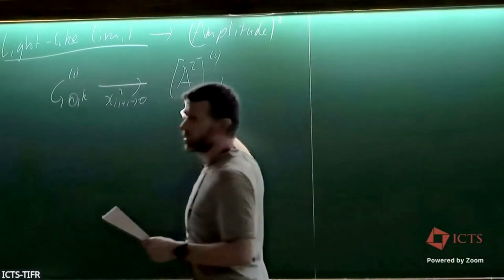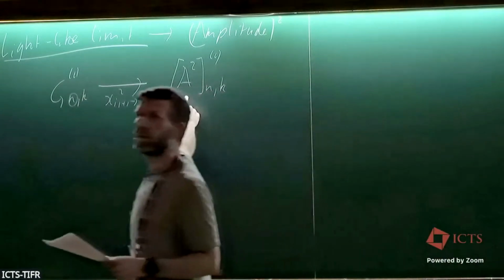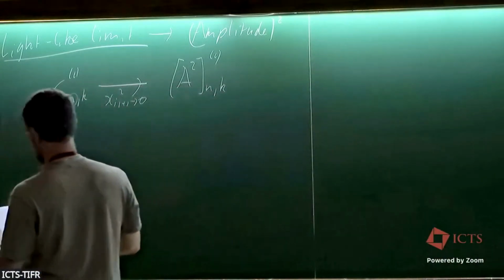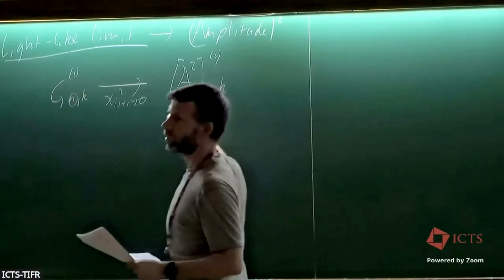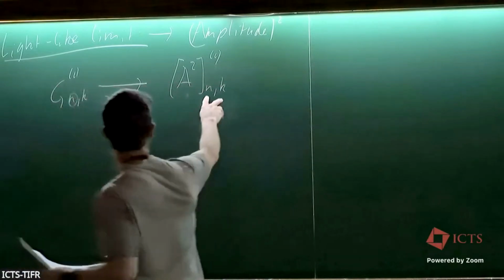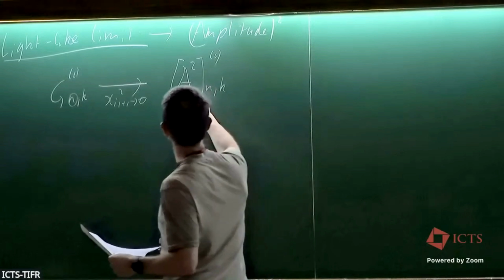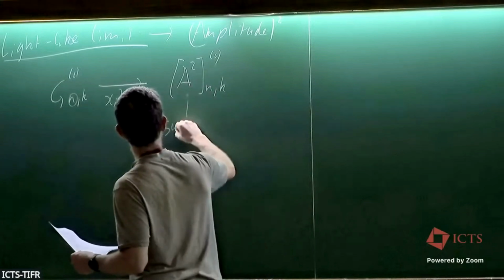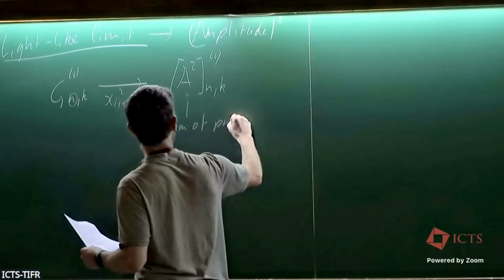So the next question is, what is A squared? And what you do there is you take the super amplitude and square it, and then take the corresponding term. So this is really a sum of products of amplitudes.